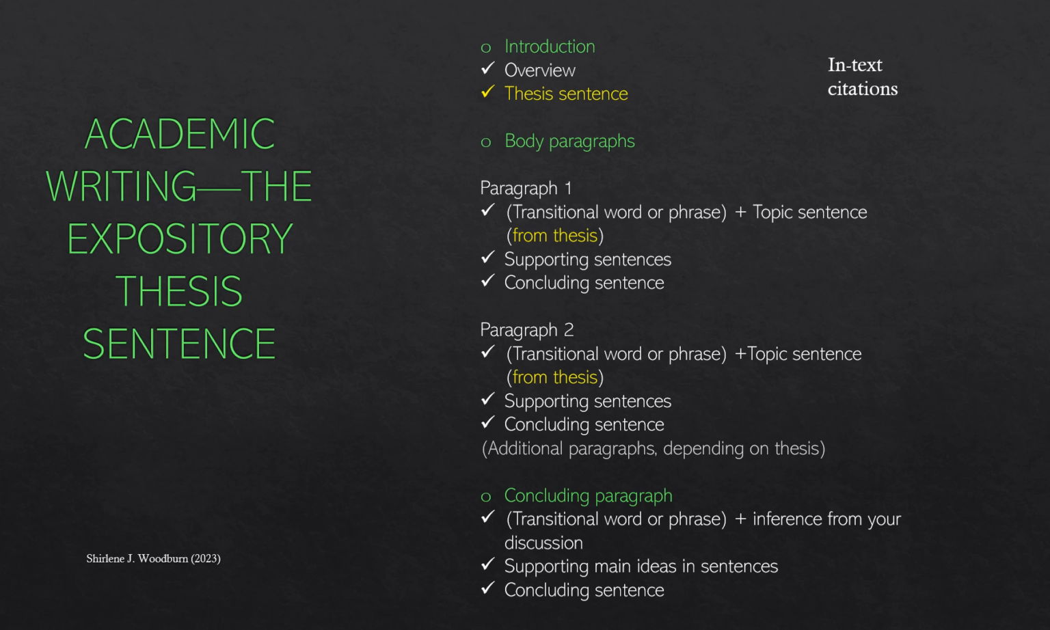And so, here is an outline of what your expository essay should look like. You have your introduction. In the introduction, you have an overview of your topic. You get your reader to become familiar with what you want to write about, and if there are any special terms, you give definition for those terms. And before you end your introduction, you should have your thesis sentence.